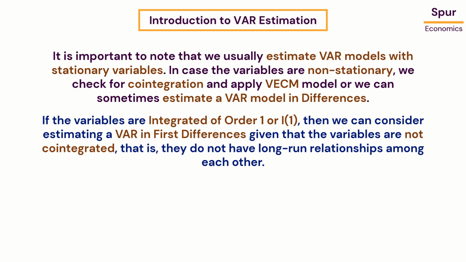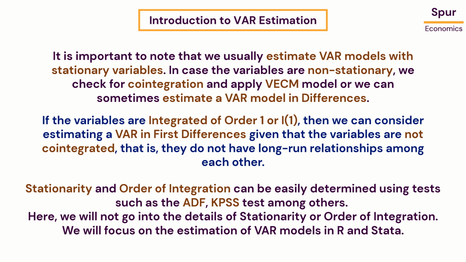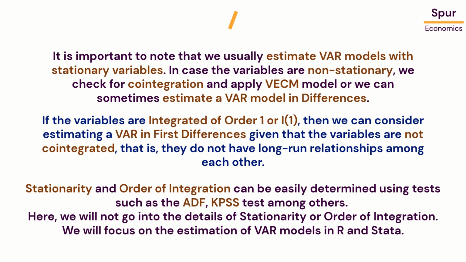It is important to note that we usually estimate VAR models with stationary variables. In case the variables are non-stationary, we check for cointegration and apply a VECM model, or we can sometimes estimate a VAR model in differences. If the variables are integrated of order 1, or I(1), then we can consider estimating a VAR in first differences, given that the variables are not cointegrated, that is, they do not have any long-run relationships among each other. Stationarity and order of integration can be easily determined using tests such as the ADF and KPSS test. Here, we will not go into the details of stationarity or order of integration. We will focus on the estimation of VAR models in R and Stata.